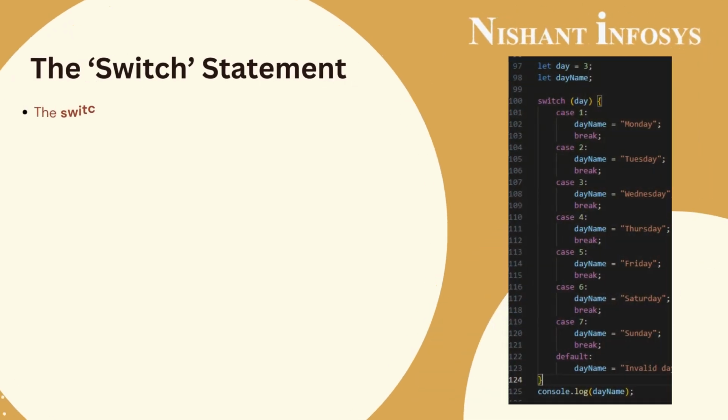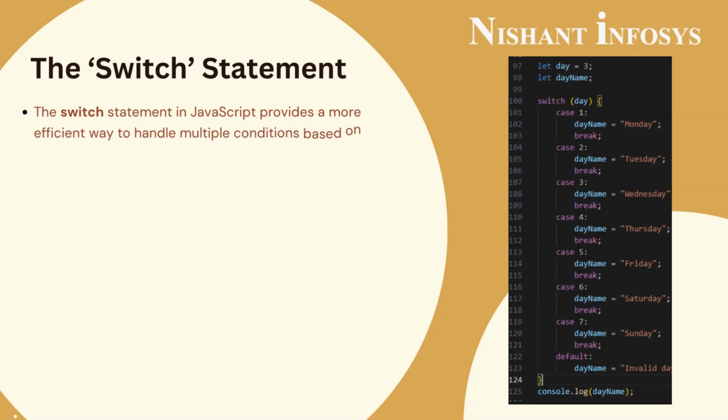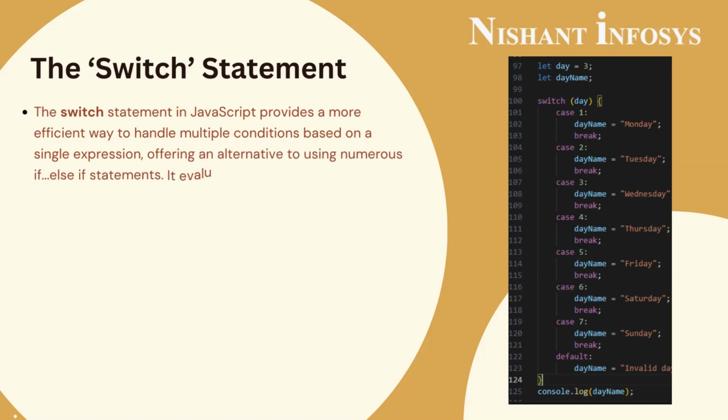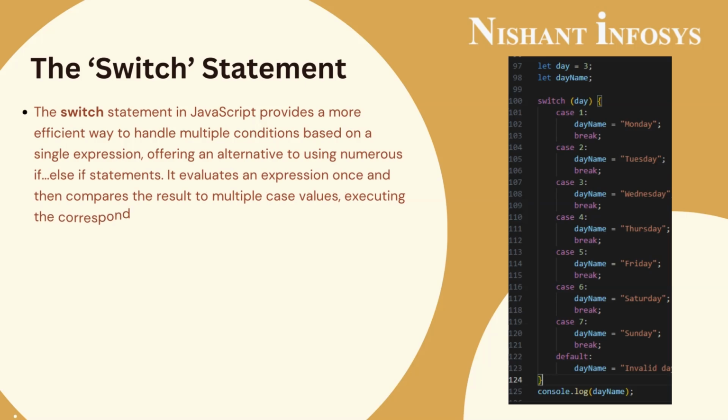Next comes the switch statement. The switch statement in JavaScript provides a more efficient way to handle multiple conditions based on a single expression, offering an alternative to using numerous if, else-if statements. It evaluates an expression once and then compares the result to multiple case values, executing the corresponding block of code for the first matching case.